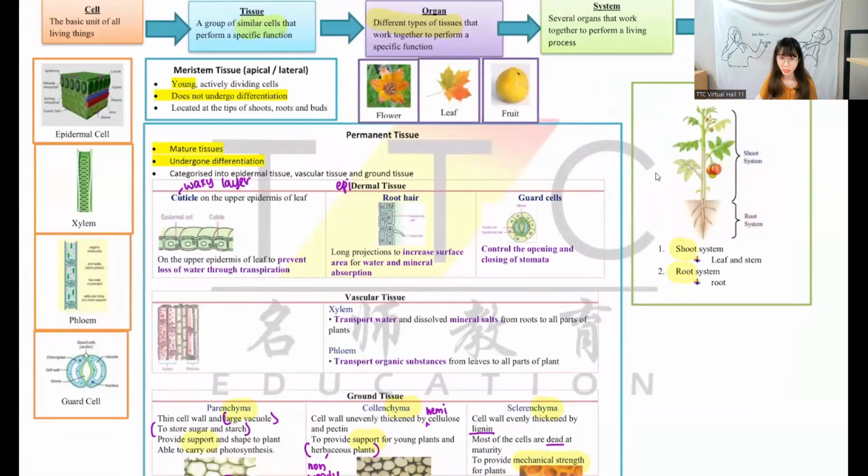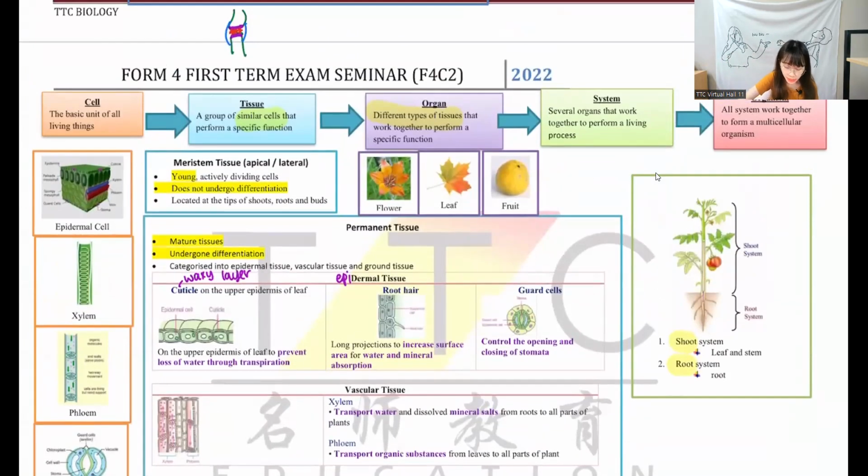Same thing for plants. What is the important one? Of course, it will be tissue. Tissue is the one that they always ask in exams. So no matter whether it's human tissue or plant tissue, you have to understand this is tissue.